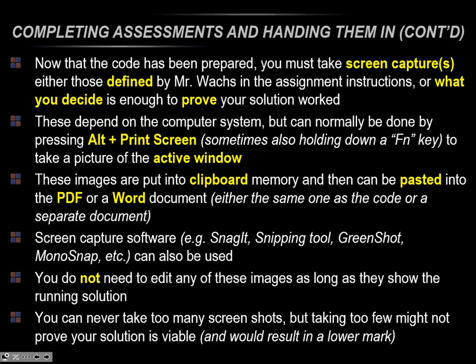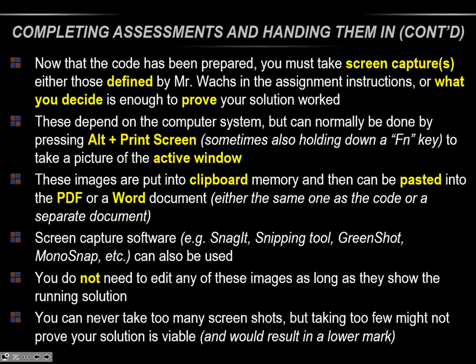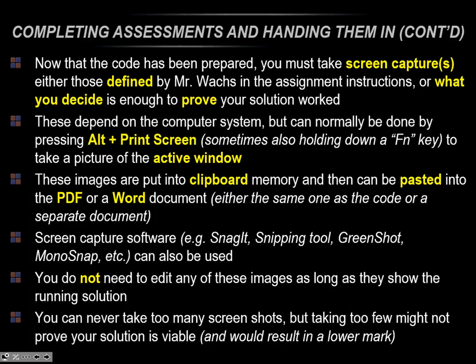This can be done by pressing Alt Print Screen on most systems. Of course, it's different on a Mac. Sometimes you have to hold down a function key, depending on laptops and stuff like that, to take a picture of the active window. Then these pictures are put into memory in the clipboard. It can then be pasted into Word or a PDF document. It can be the same one that you put your code in, or you can create a separate one for your screen captures itself. You can also use software like I've listed here. Snipping tools and so on could be built into your computer, or you can download a lot of them for free.